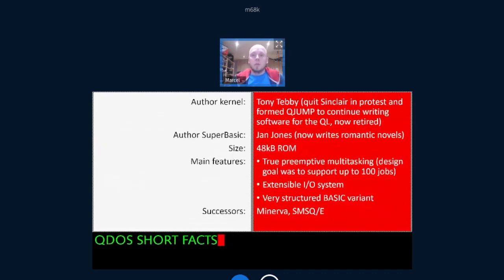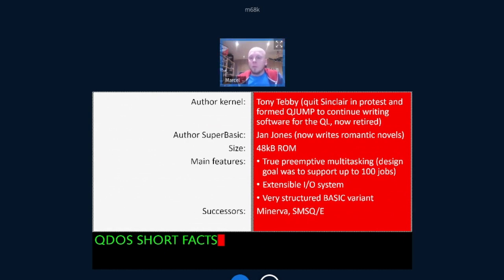As said, the author of the kernel is Tony Tebby, who actually quit Sinclair after the presentation because he said it's impossible to ship the thing within a month. He later formed a company called QJump and continued to write software for the QL, very important software, and he's now retired. Another part of QDOS is a SuperBASIC variant, which was written by Jan Jones. She now writes apparently romantic novels. I haven't checked it.